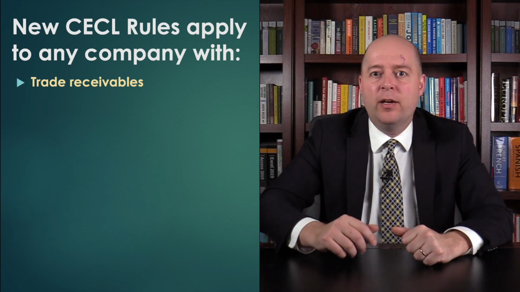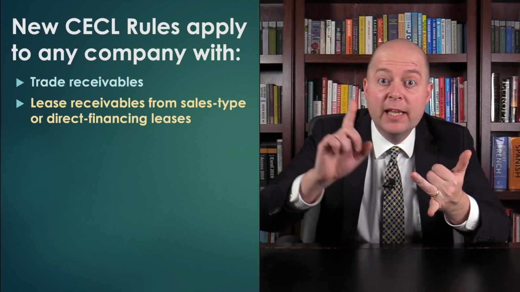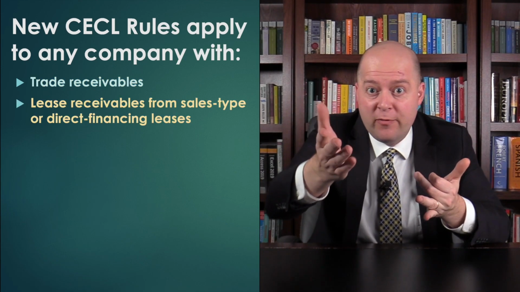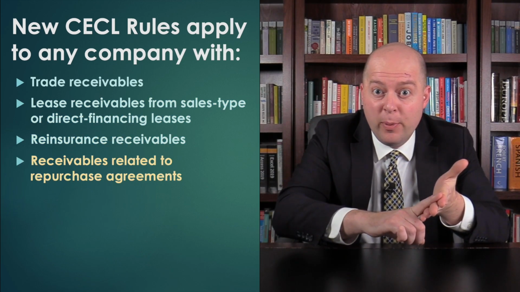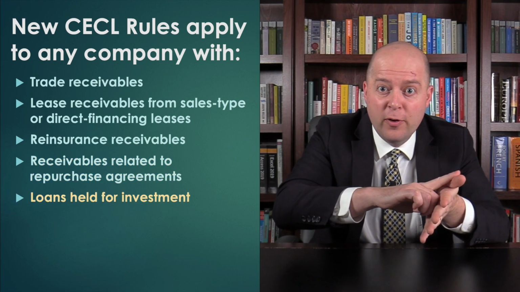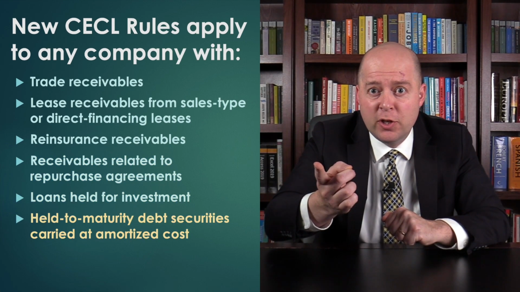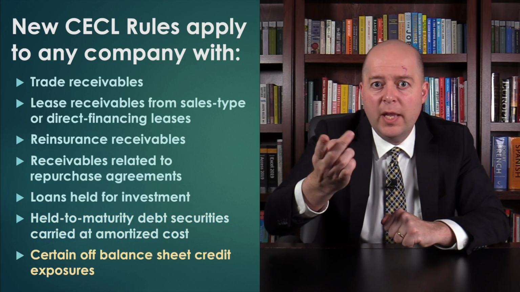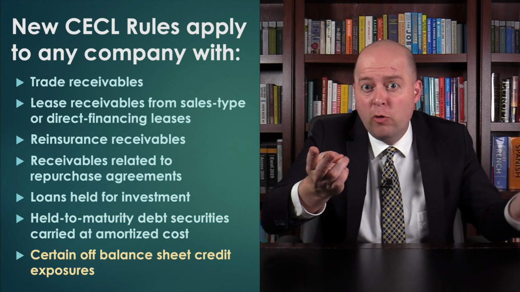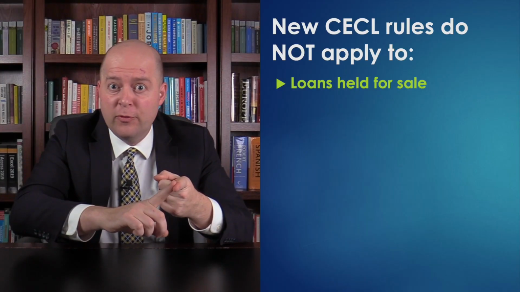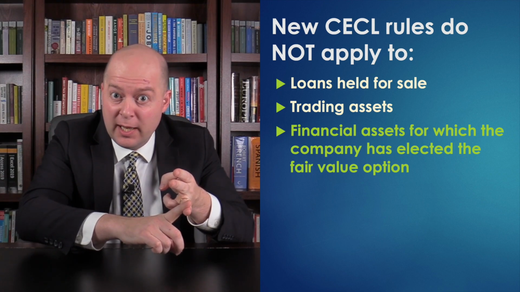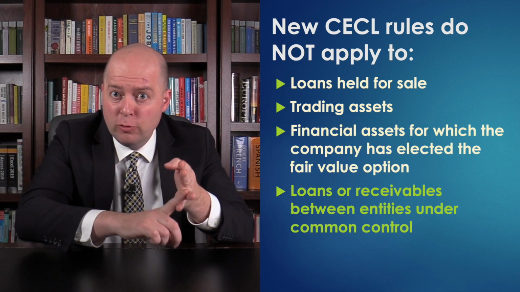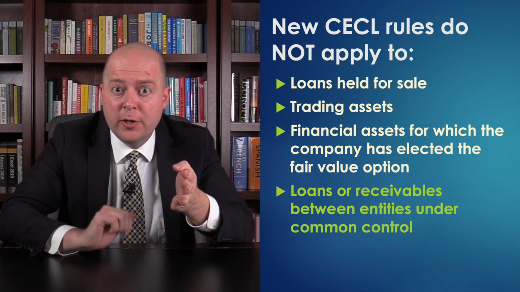Now, the new rule for current expected credit losses doesn't just apply to banks. It applies to any company holding trade receivables, lease receivables from a sales type or direct financing lease, reinsurance receivables, receivables related to repurchase agreements, loans held for investment, held to maturity debt securities carried at amortized cost, and some off-balance sheet exposures like loan commitments and financial guarantees. Now, the rules do not apply to loans held for sale, trading assets, any financial asset for which the company has elected the fair value option, and loans or receivables between entities that are under common control.